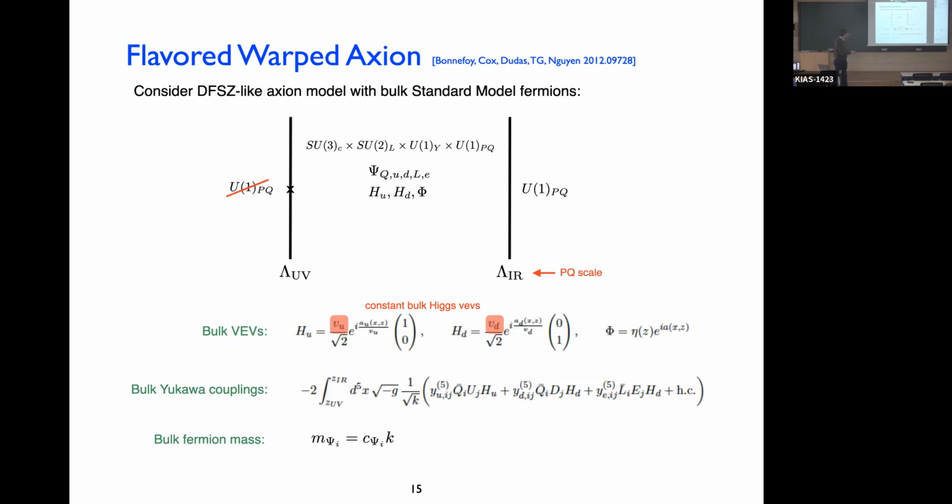So here are just some details of that. The Higgses, for simplicity, we just took the Higgses in the bulk, H up, H down, to be constant. There's the axion inside the complex scalar. And then you can write bulk Yukawa couplings between the Higgses and the bulk fermions. So this is an old story. And then the profiles of the fermions are controlled by these C parameters. So once you choose the C parameters, the fermion profiles will be fixed.